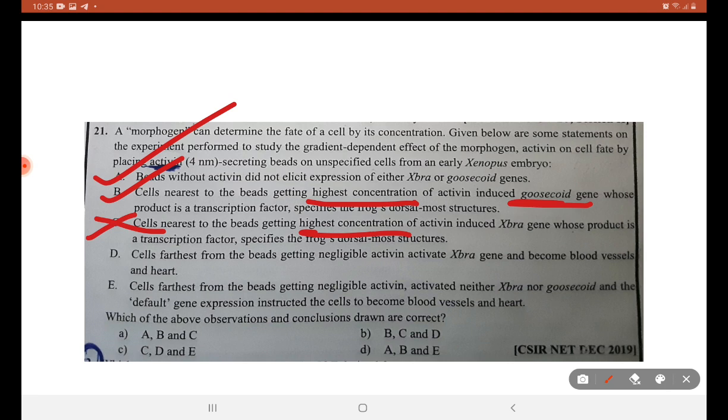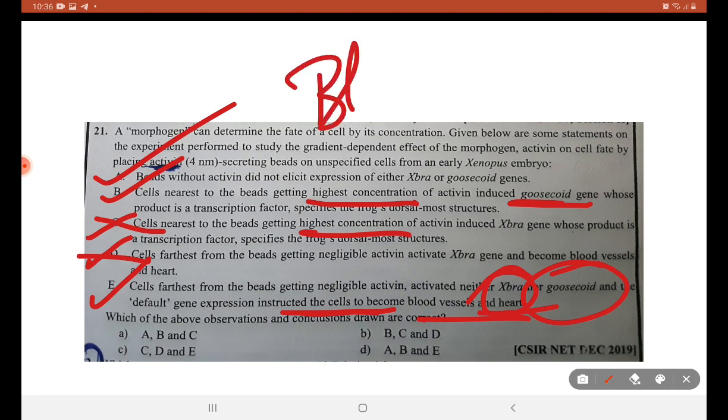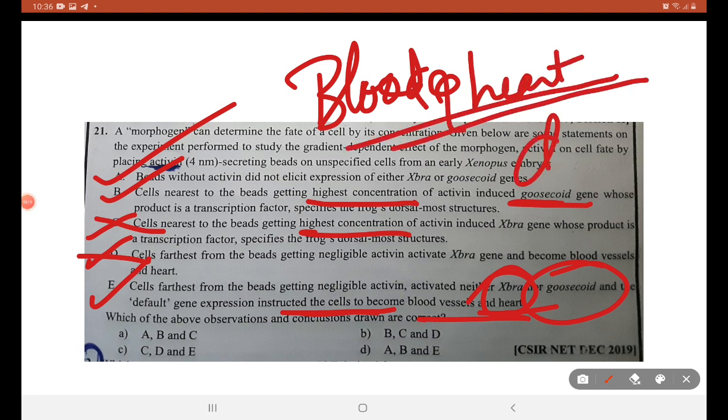Cells farther from the beads, getting negligible activin, activate Xbra gene and become blood vessels and heart? No. Cells farthest from the beads, getting negligible activin, activate neither Xbra nor goosecoid, and default gene expression is instructed, that is blood vessels and heart. So blood vessel and heart are default expression.